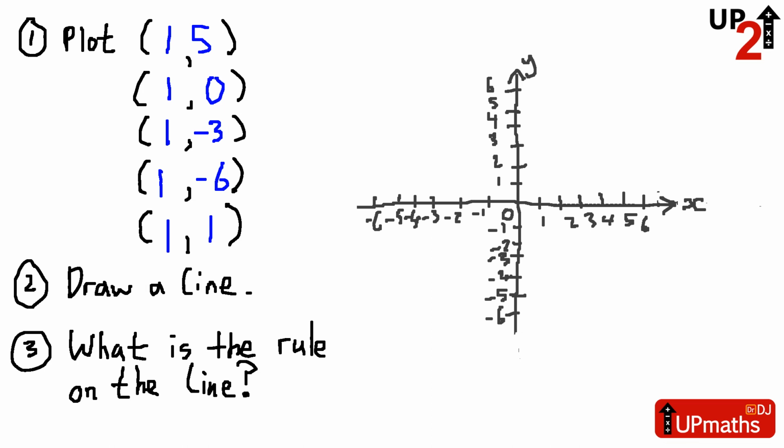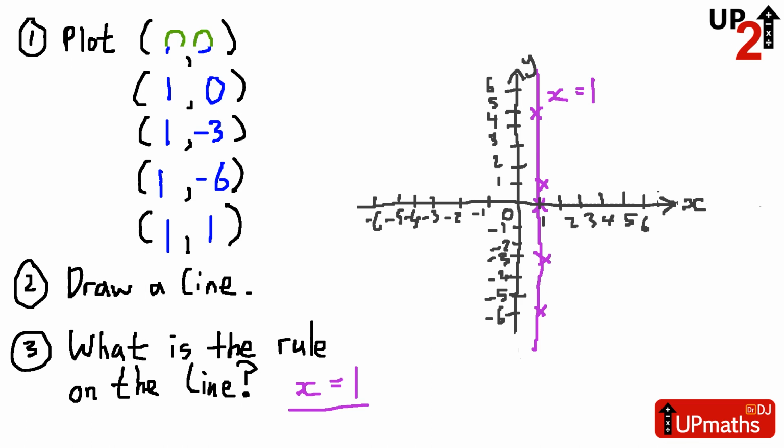So I'm going to plot these points. 1, 5, that would go there. 1, 0, because obviously it's the x coordinate first and then the y coordinate. 1, minus 3, 1, minus 6, 1, 1. Okay, so I'm going to draw a line to connect those points. What is the rule on this line? The rule is that x is always equal to 1. There we go. In fact, what we've done is we've drawn the graph x equals 1.